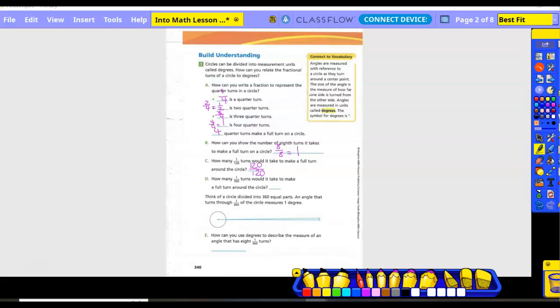Letter D. How many 1/360th turns would it take to make a full turn around the circle? 360, right? And all these equal what, guys? 1, right? Think of a circle divided into 360 equal parts. So it's kind of like letter D, right? An angle that turns through 1/360th of the circle measures 1 degree.